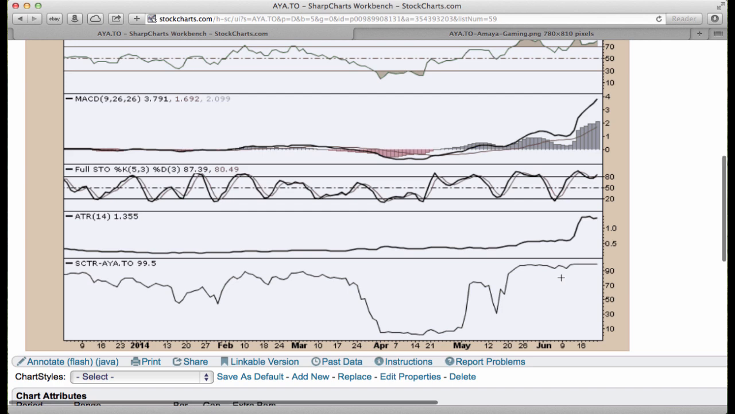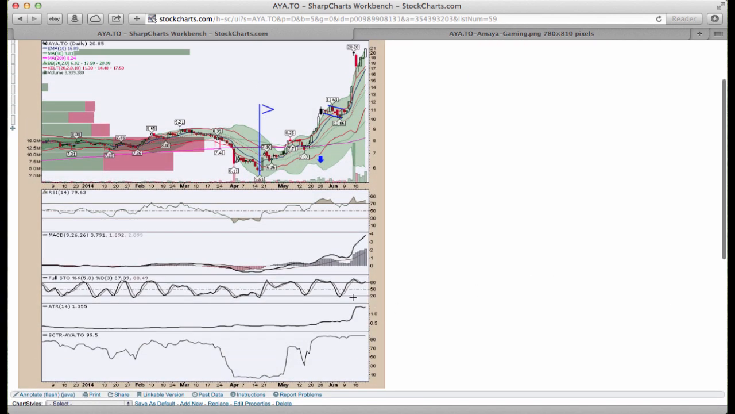So here we go again. The stochastic had already turned. Granted, MACD was above, but note how it was very strong momentum-wise. So this is what you want to look for in a high tight flag. Momentum will continue to move higher because of the accumulation by institutions and people in the know.